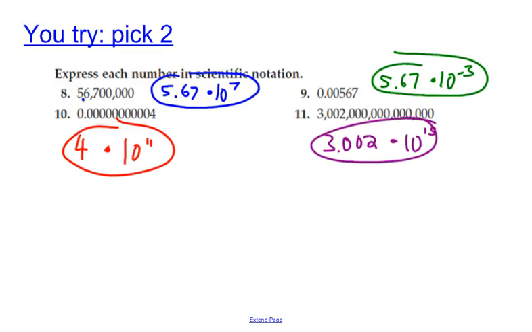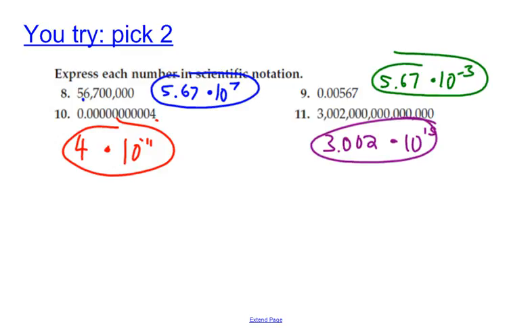Number 10, very tiny number as well. So I need to change this. I made a mistake. This should be a negative 11. Okay? Because it's a very small number. And for 4, you have to move the decimal all the way so that you have 4, a number between 1 and 10, and that would be times 10 to the negative 11th. And then looking at number 11, we have to get the 3 and the 2 in there. So it'd have to be 3.002, a number between 1 and 10, and then times 10 to the positive 15th power, to get it all the way to that place. All right? So that's going from standard notation to scientific notation.